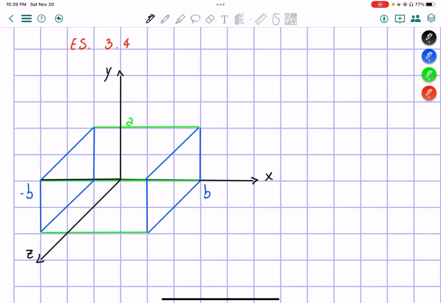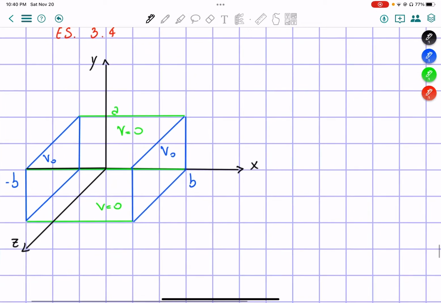In example 3.4, we have this box that goes to infinity on both the positive and negative z direction, with two grounded plates on the bottom and top that I used green for, which have V equals 0, so on top and on the bottom. And then on the two sides instead, we're going to have the V naught. These two plates are kept at a certain voltage. So we can find out the boundary conditions.